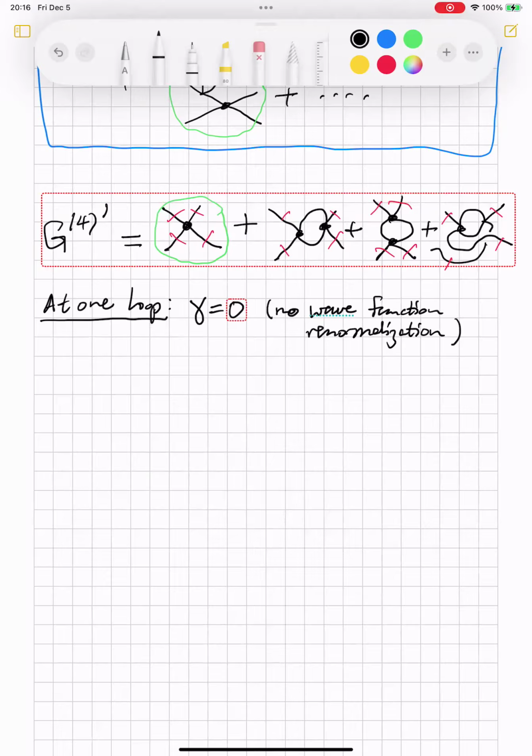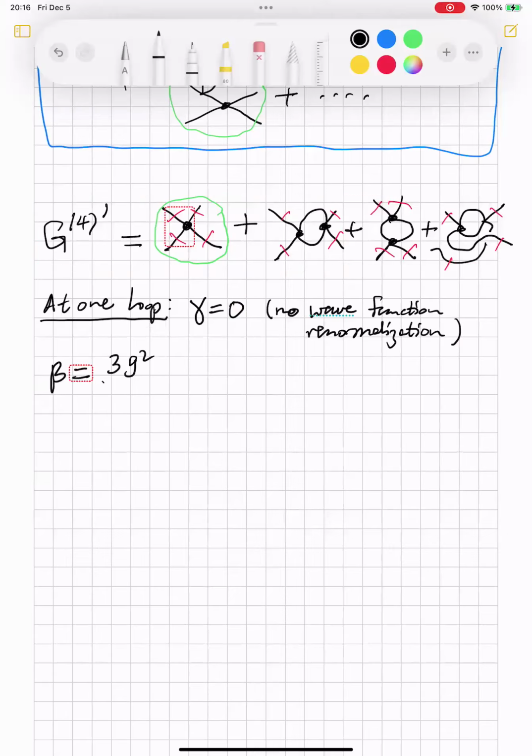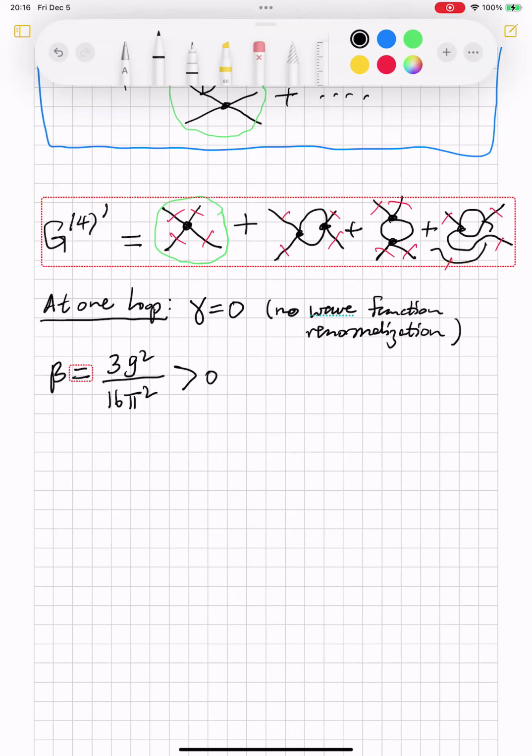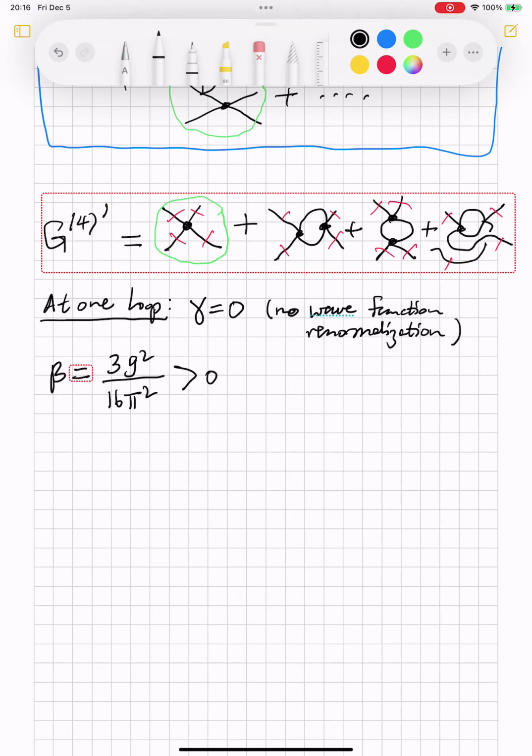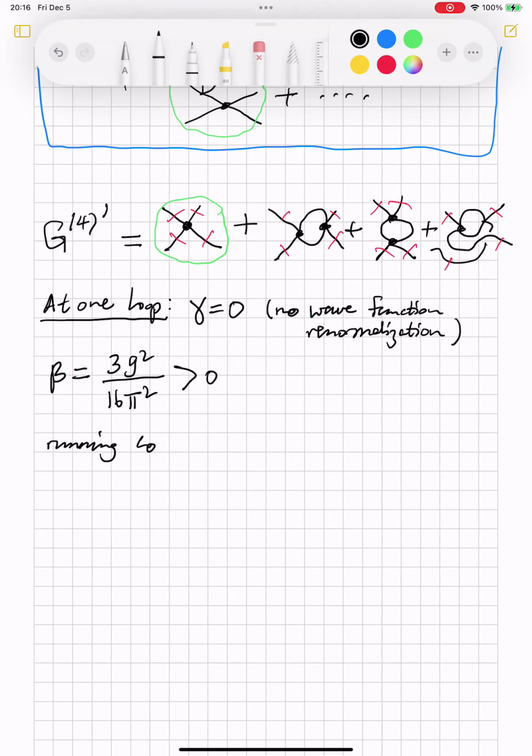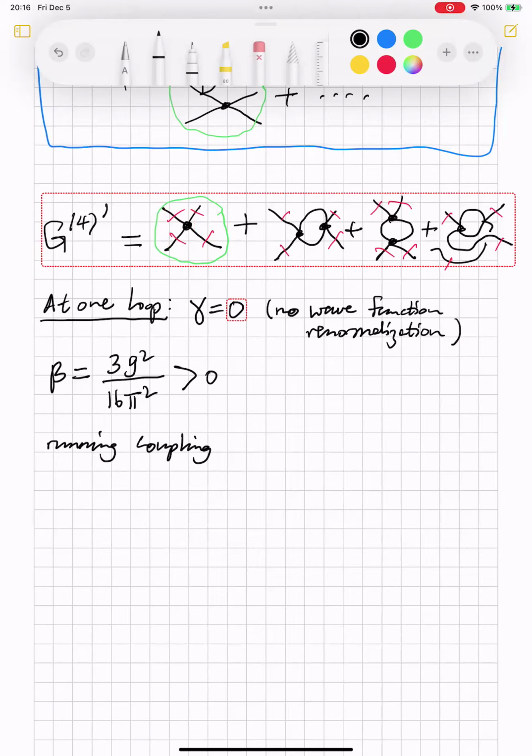And what we found was that the beta function was 3 times g squared divided by 16 pi squared. So this is greater than 0. And so then we studied the running coupling. So let's say the running coupling, and we denoted the running coupling by g bar.